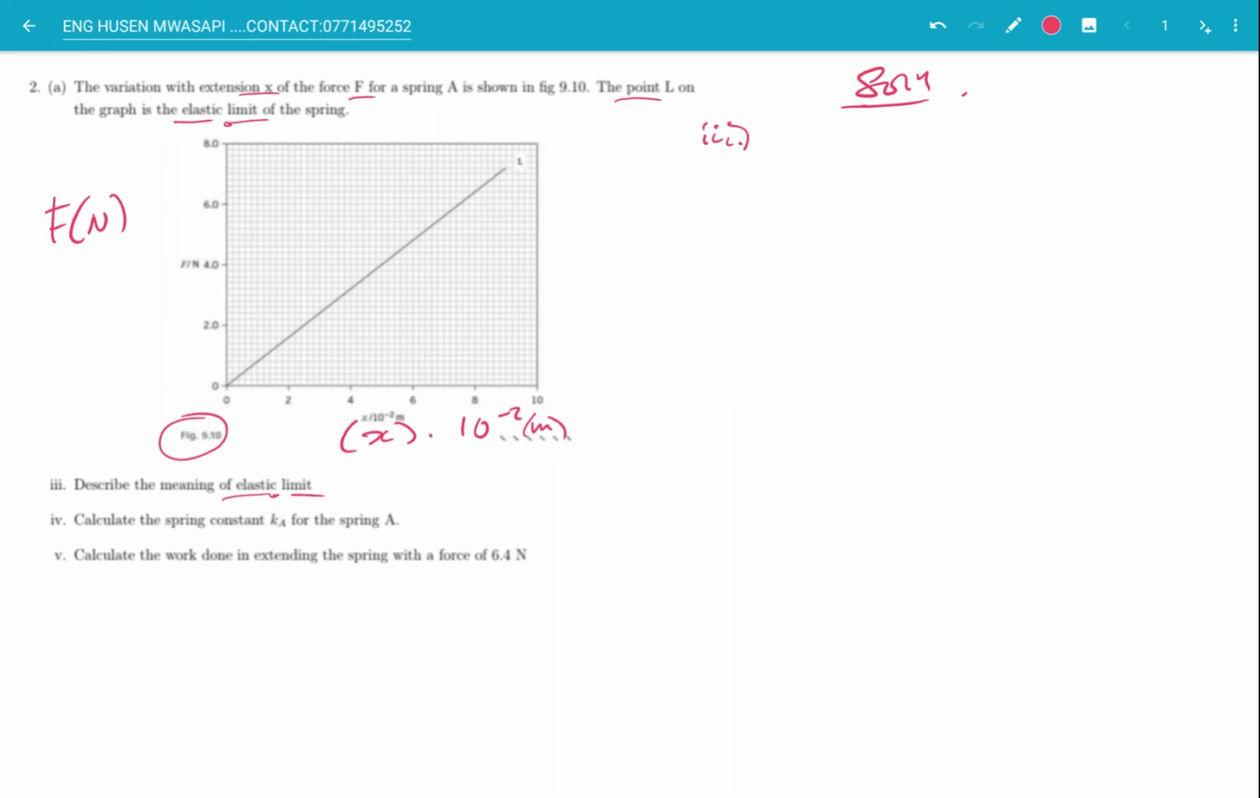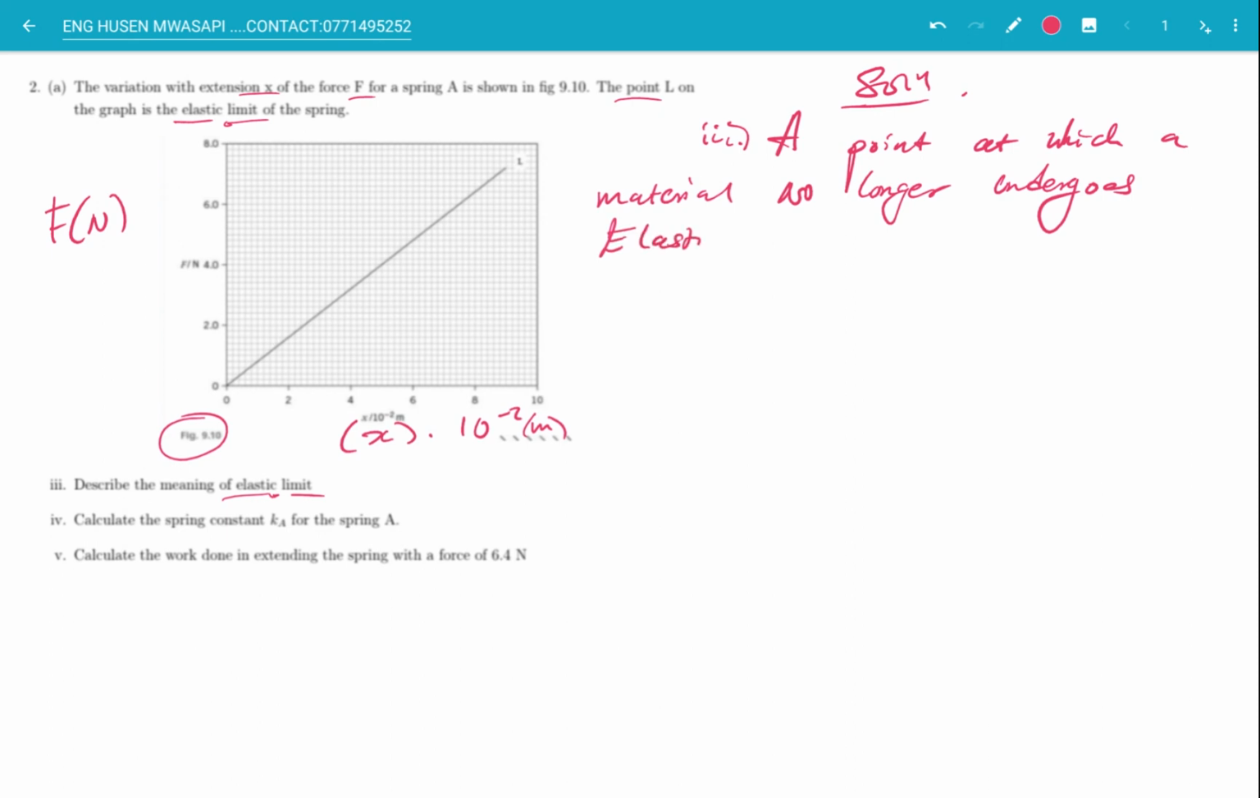So I was talking about a point at which a material no longer undergoes, or let's say experiences, what is known as elastic change. Yeah, simple as that. So that is what you call the elastic limit.